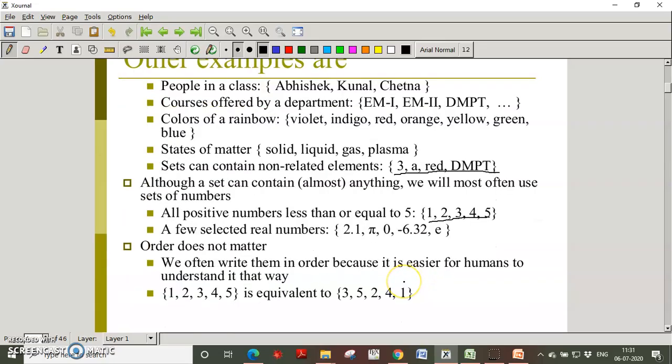In a set, order does not matter. If you look here, I have written 1, 2, 3, 4, 5, and also 3, 5, 2, 4, 1. In a set, order does not matter, meaning both are equal.